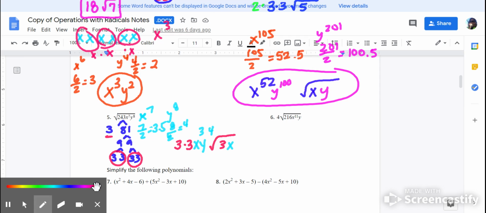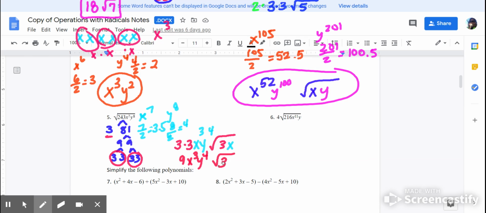So when I get ready to write a final answer here, I just combine. 3 times 3 is 9. I have x to the 3rd, y to the 4th, and then on the inside is left 3x.